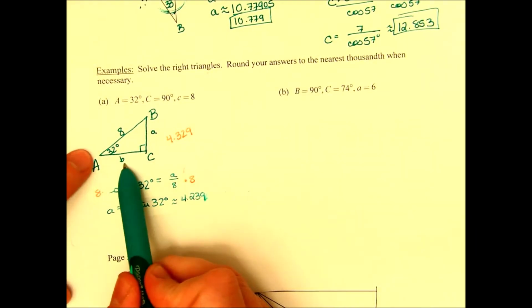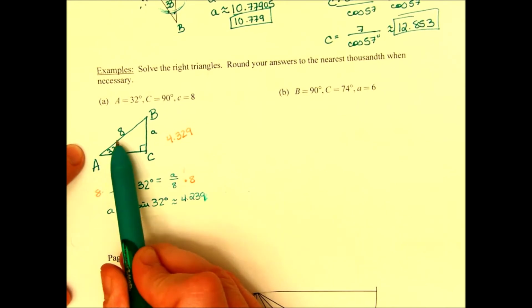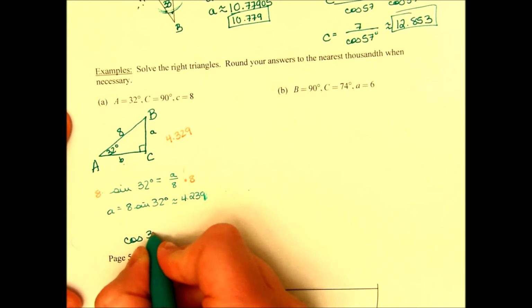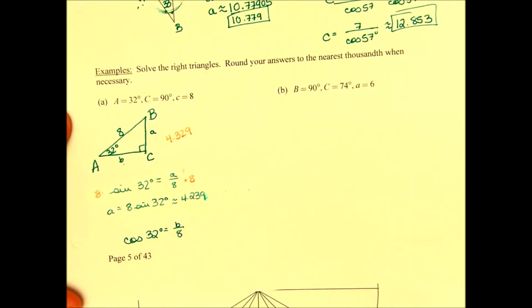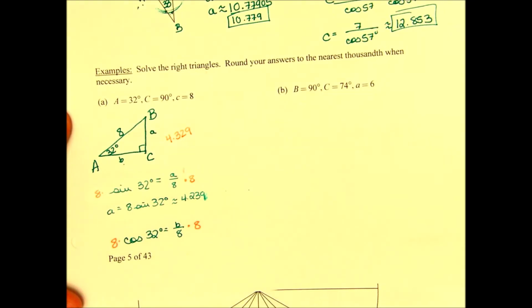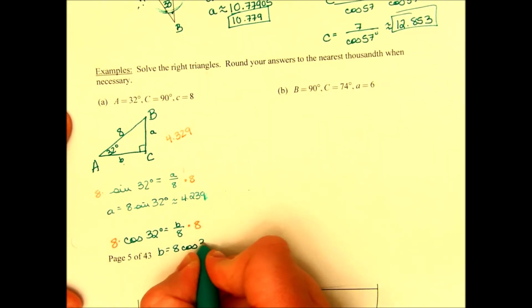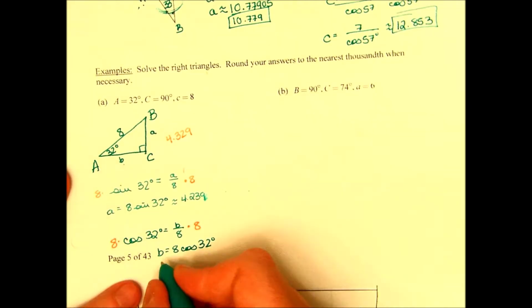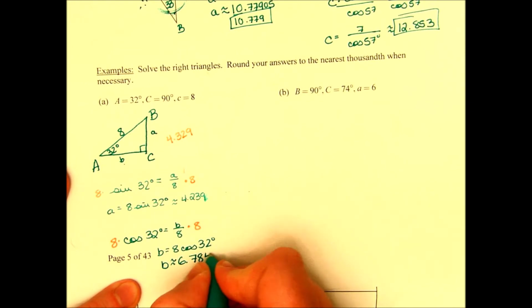To find little b, well, little b is the adjacent to 32 degrees, and I have the hypotenuse of 8, so I can say the cosine of 32 degrees equals little b over 8. Again, I'm going to multiply both sides by 8. B is going to equal 8 times the cosine of 32 degrees. Go to the calculator for that. 8 times the cosine of 32 degrees is 6.784.